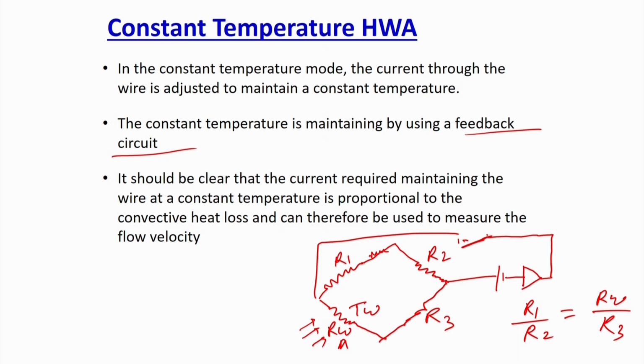It should be clear that the current required to maintain the wire at a constant temperature is going to be proportional to the convective heat loss. So the more the heat loss, the more current you will require. That proportionality can be related to the velocity, because the convective heat loss is a function of velocity, we all know that, and so the velocity can be measured or correlated with the increase in the current requirement. That is the principle we use for the constant temperature hot wire anemometer.